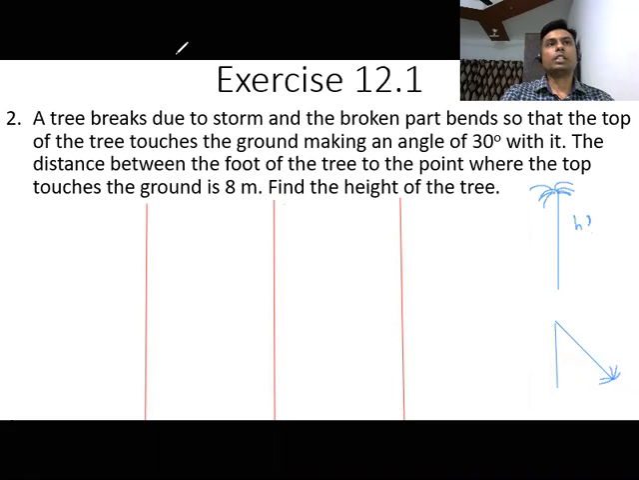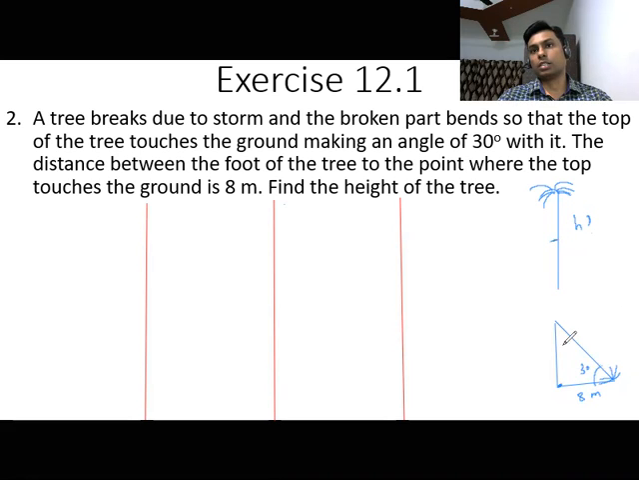Now when it is broken, they're giving us further information saying that it makes an angle of 30 degrees. So here it is 30 degrees. Plus the distance from the tree, that's the foot of the tree, to the point where it touches the ground is 8 meters. This is given as 8 meters. Remember, we need to find the height of the tree.